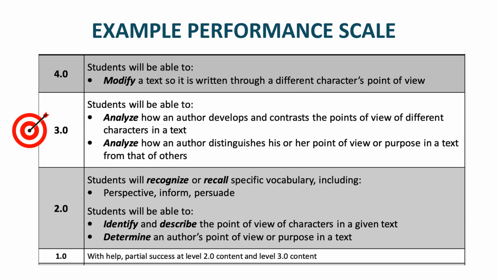This is an example of a performance scale. Notice at level 3.0, there's a bullseye. Yes, you guessed it. That bullseye is there because that's our target. That is our standard. And remember, your standard is written in standard language. So again, your level 3.0 should be your grade-specific standard. Students will be able to analyze how the author develops the contrast of the points of view of different characters in the text, and analyze how an author distinguishes his or her point of view or purpose in the text from the others. So again, that 3.0 is very important because the 3.0 is the actual standard, and it should be written in standard language.